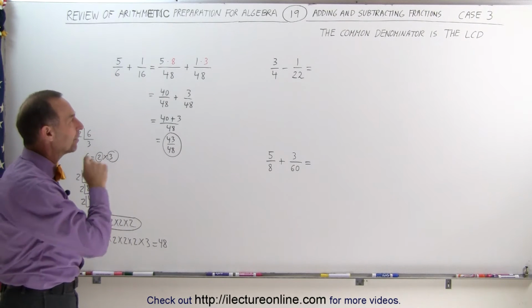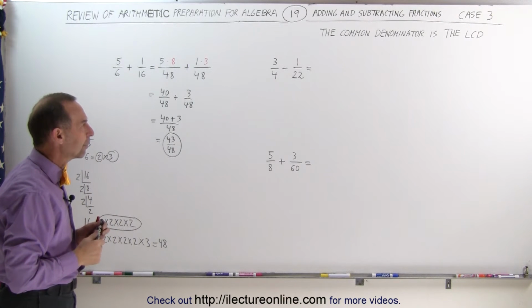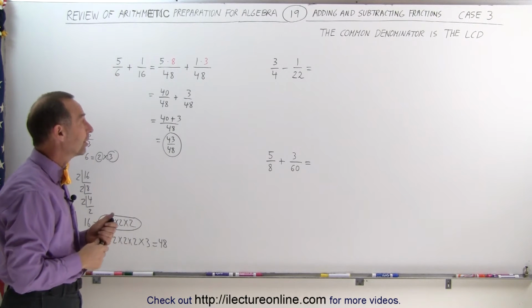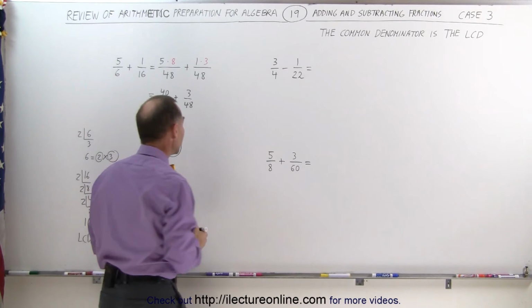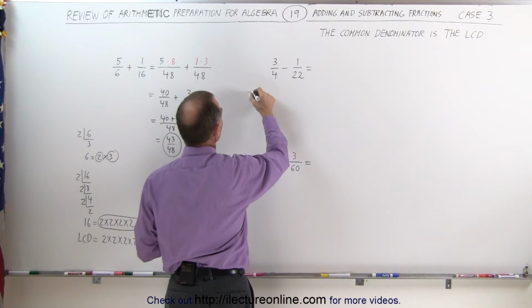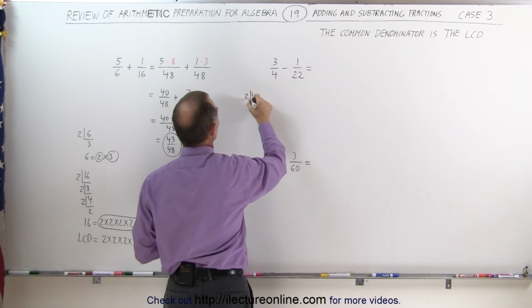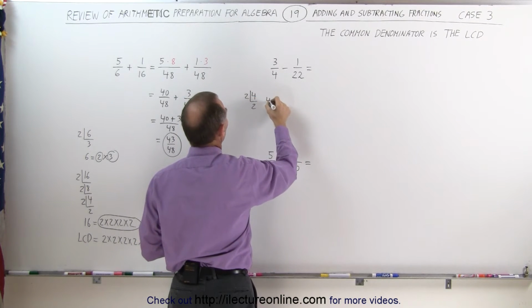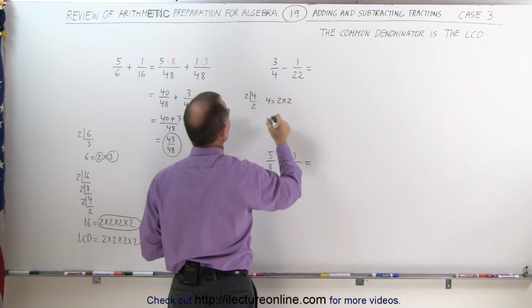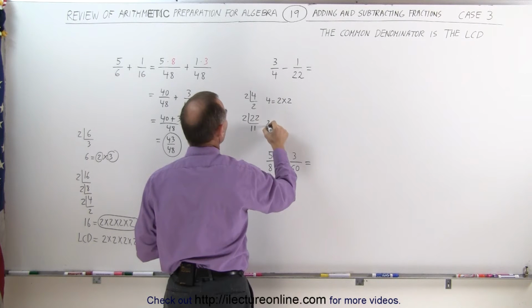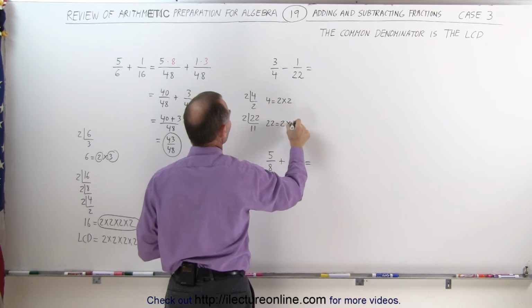Let's do it on the second example. Now there we have a subtraction, but again, before we can subtract, we need to find the common denominator. The common denominator can be found as follows. 4 can be written as 2 times 2, because 4 divided by 2 is 2. 4 equals 2 times 2. And 22 is divisible by 2, which gives me 11. That means 22 can be written as 2 times 11.